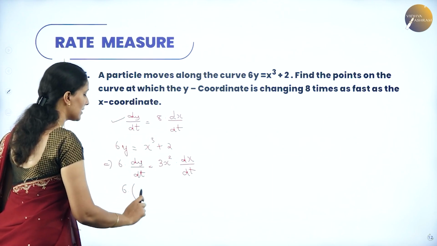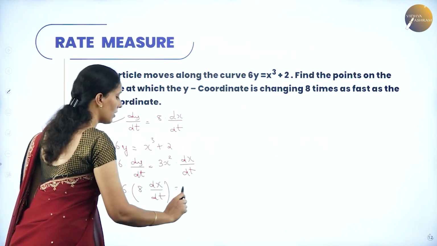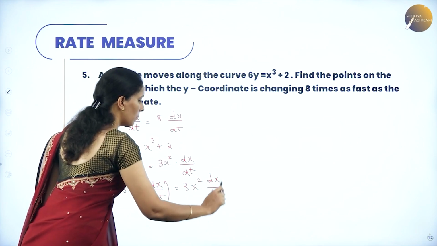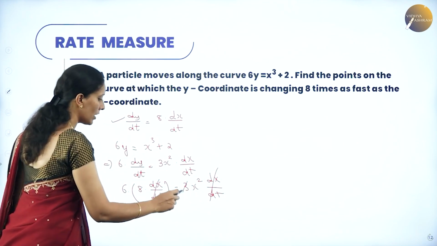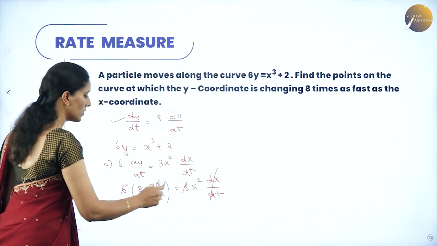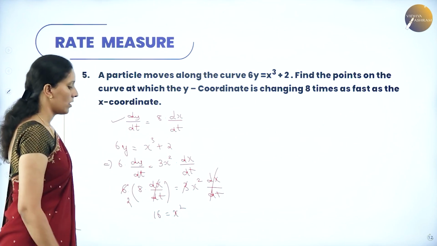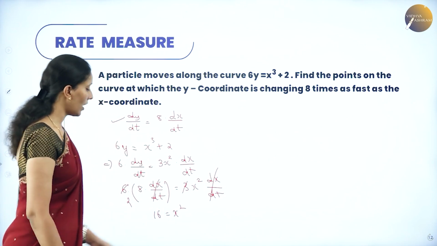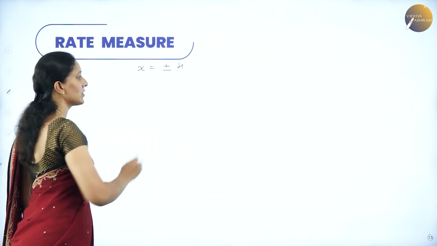Substitute here 6 into 8 times dx by dt is equal to 3x square dx by dt. Both sides we can cancel dx by dt. 3 1s are 3, 2s are, so here 8 2s are 16 and this side we have x square. Now since x is a point, it can be both positive and negative. So therefore x is equal to plus or minus 4.